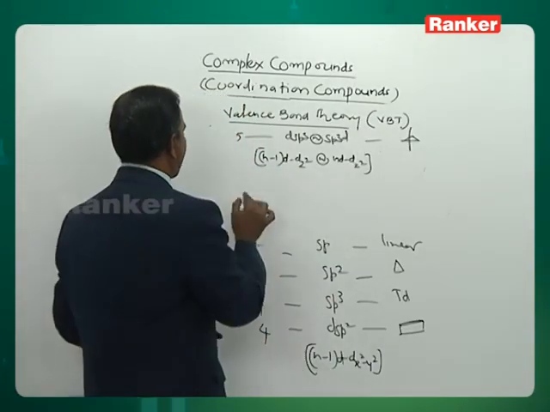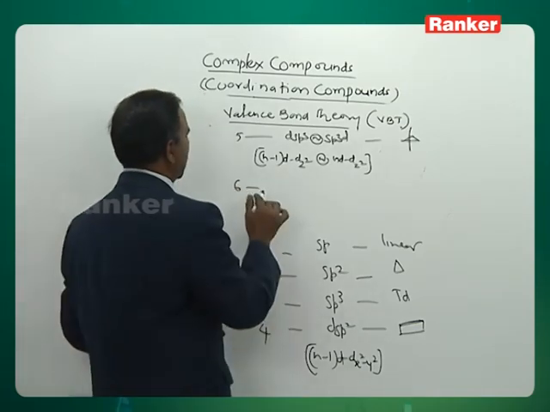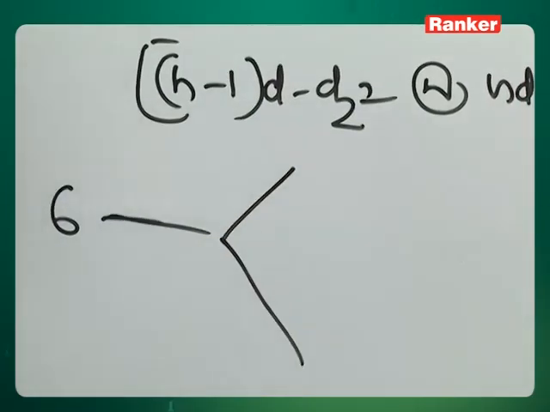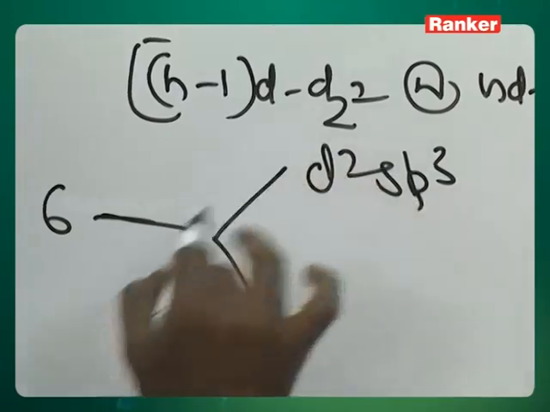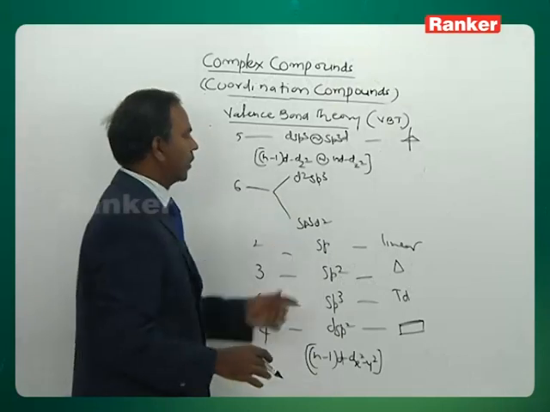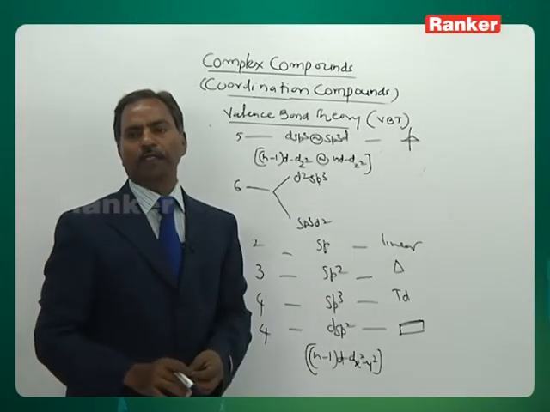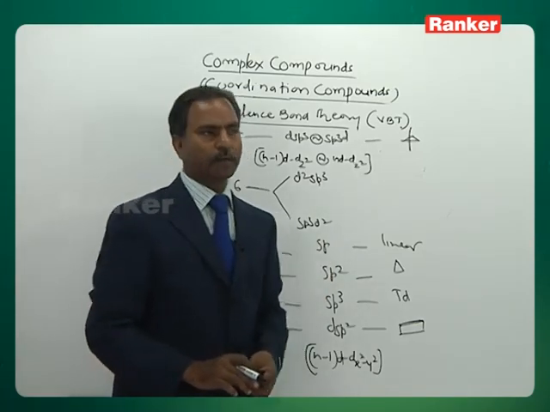Coming to the next one, coordination number 6 you take. Then you know well, there are two possibilities of hybridization. One is inner, one is outer. Then it is again d2sp3 hybridization, or you can consider sp3d2. Once you are writing d2sp3, this will be inner orbital complex, and sp3d2, that will be outer orbital complex.